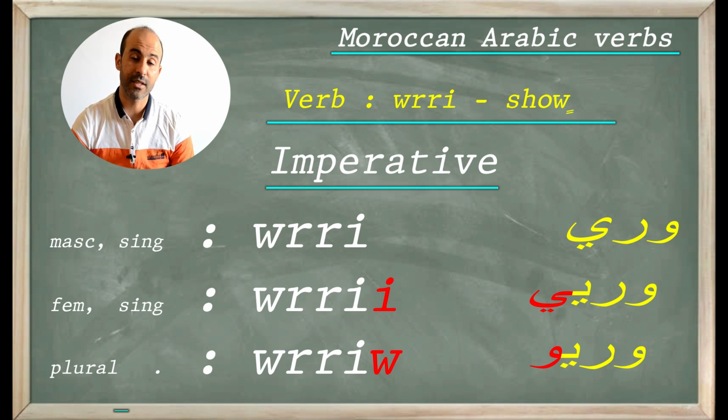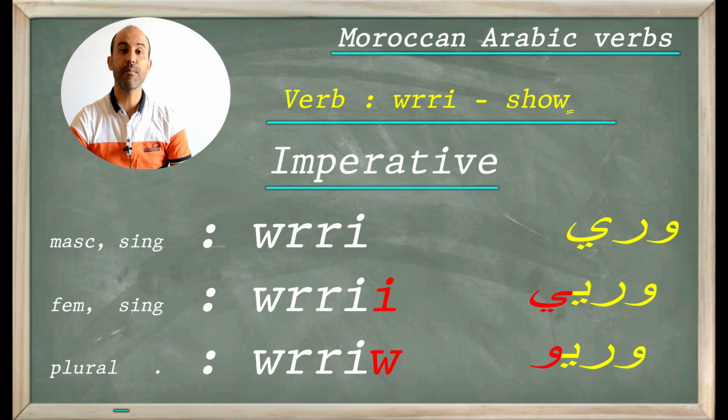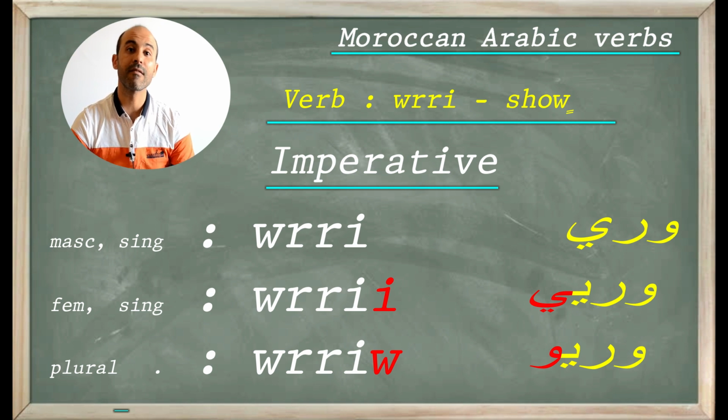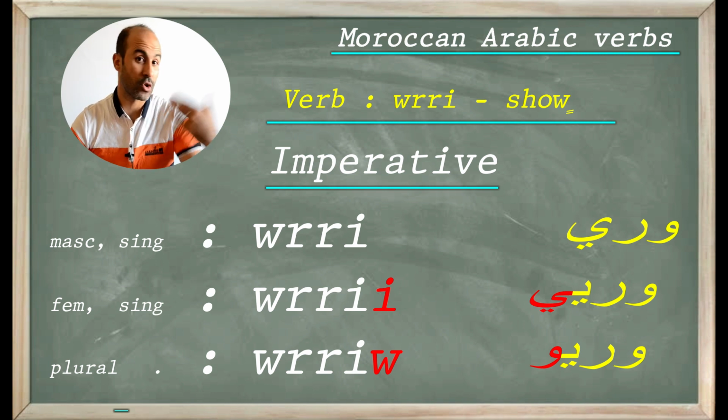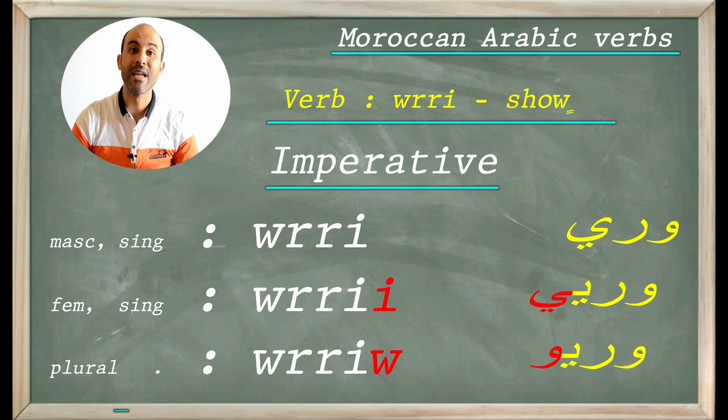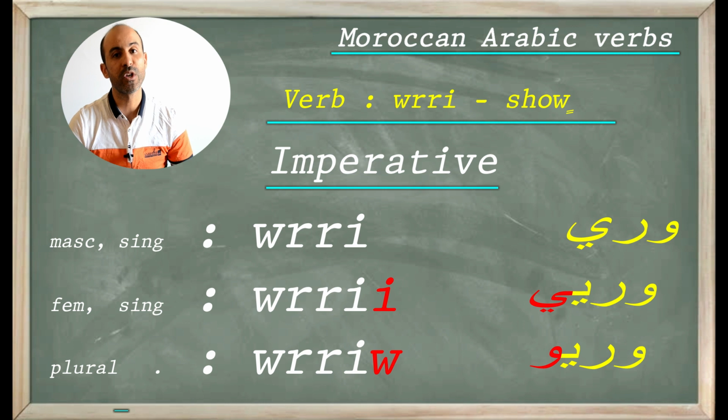And let's see the 3 forms of the imperative. So وري for masculine, and it's the same for feminine. All verbs that have ي at the end have the same form for masculine and for feminine. But the plural is وريو.